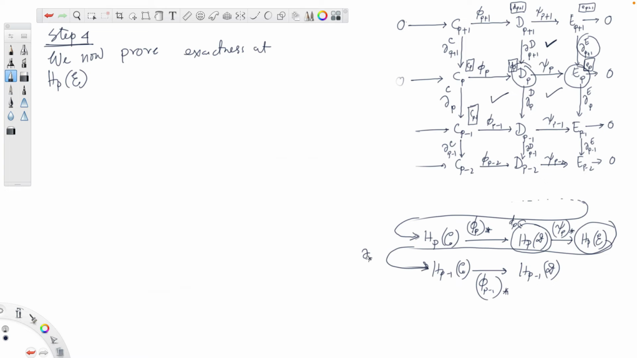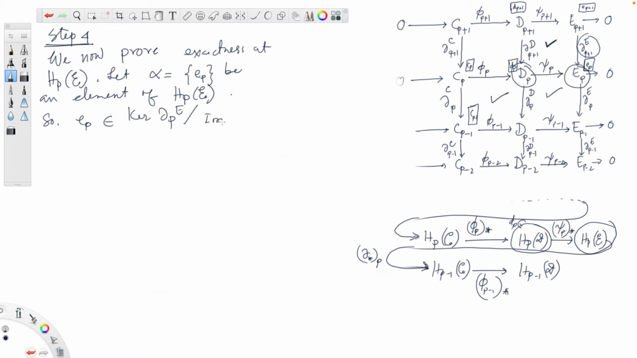This map is del star at P. Let alpha, the class of EP, be an element of HP of E. So EP is in kernel of del PE modded out by image of del P plus 1 E. In particular, EP is in big EP.